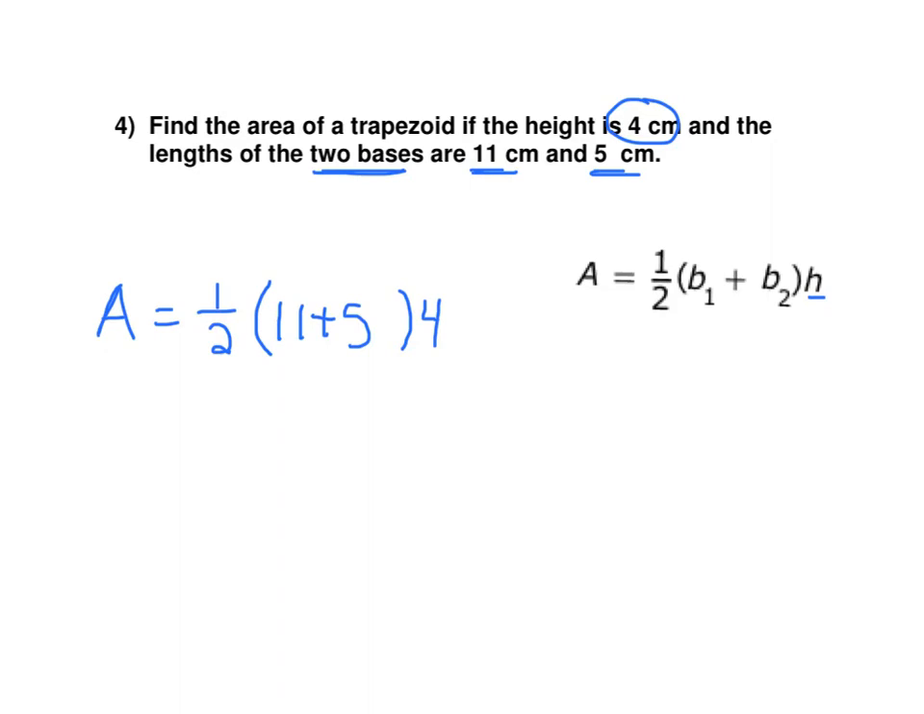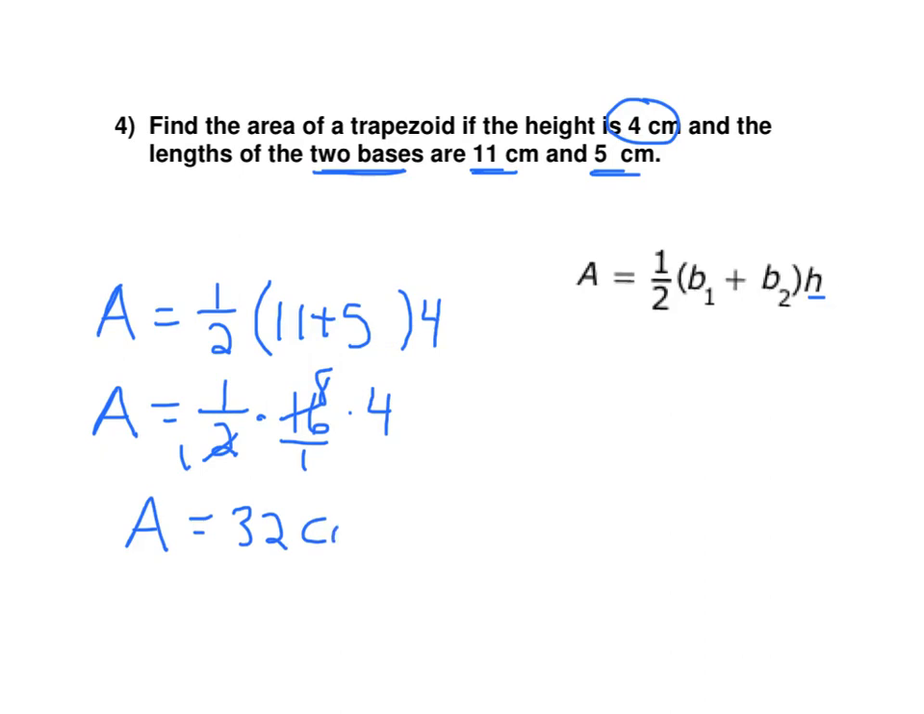And now we just do order of operations to solve for the area. So do the parentheses first, 1/2 times 16 times 4, and we can just go from left to right, or we can do it in any order. So we cross cancel, we get an 8 there, so the area is 32 centimeters squared, and that would be your answer. Pretty straightforward. Okay, we have one more problem.